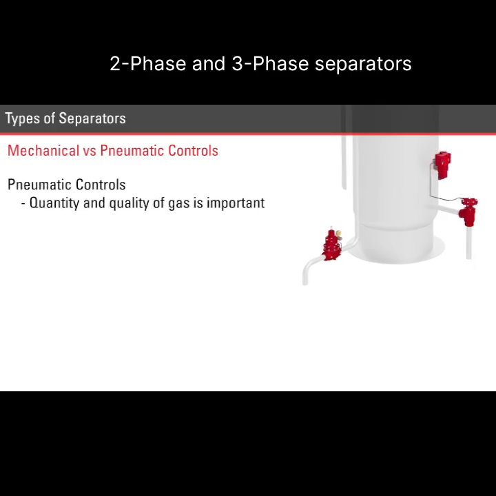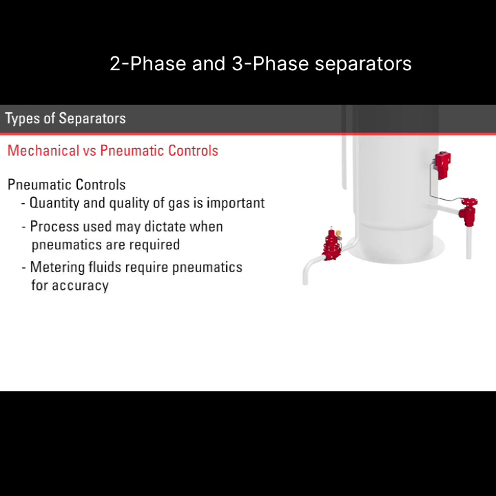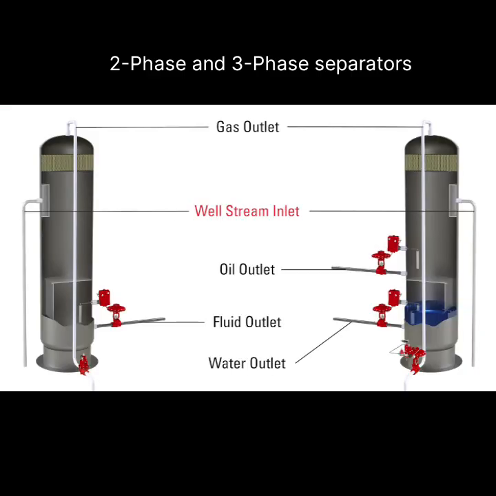The quantity and quality of gas is important when choosing pneumatic controls. The process may also dictate when pneumatics are required. For example, metering fluids usually requires pneumatic controls to maintain a level of accuracy because they can be opened and closed quickly. Please familiarize yourself with the basic connections of this vessel.